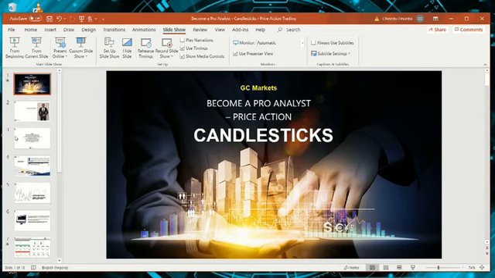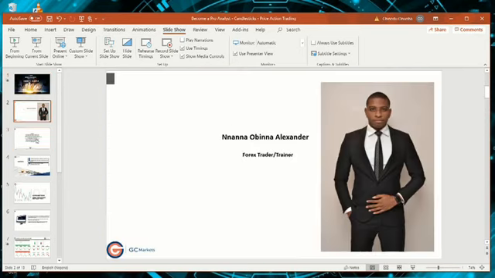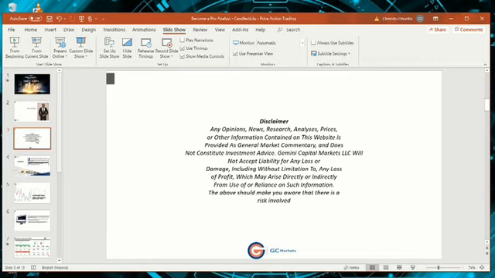Okay. So as usual, this is the disclaimer. When it comes to trading, there are risks associated with it, so we want to trade with money that we can afford to lose. Let's put it like that, just as there are risks associated with anything.